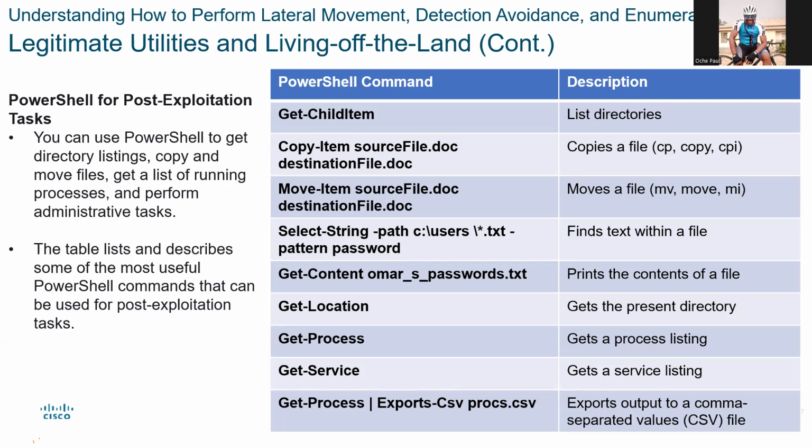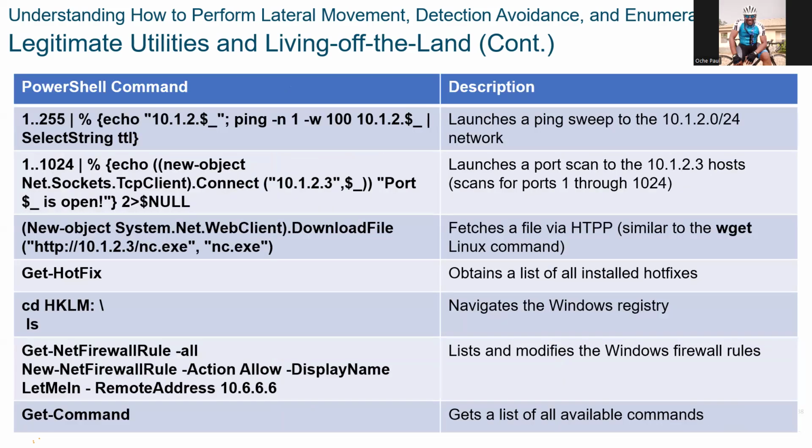Whether you copy, use CP or copy or CPI, move items around, select strings, get content, get location, get process, get service, and the rest of them. So this is the table that lists the useful commands in PowerShell for post-exploitation. Remember, post-exploitation is, like we said at the beginning, to ensure that, having exploited, you gain access and remain there. You can use all of these things to find out the directory of the path and remain there.